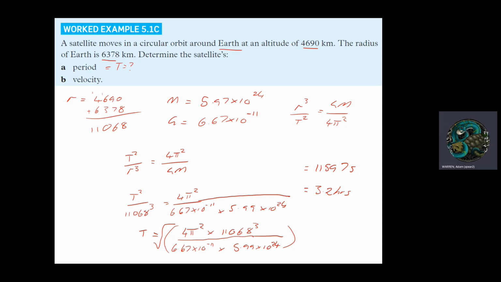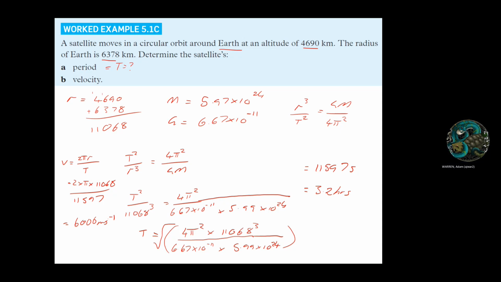All right. Now, the second part is asking for the velocity. I'm just going to do that very quickly over here. The velocity for something going around a circle, remember, was 2 pi r over the period. Well, that's 2 times pi times 11068, divided by 11597. Don't forget that that still has to be in SI units, and that's pretty close to 6,000 meters per second. So we've now seen Kepler's third law used in a more mathematical sense.